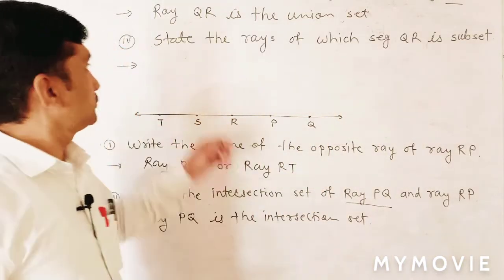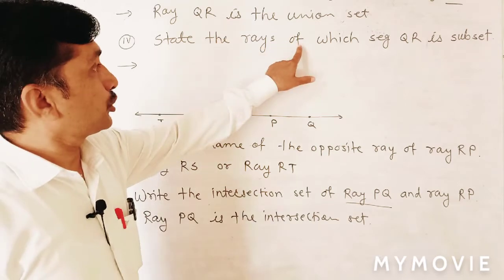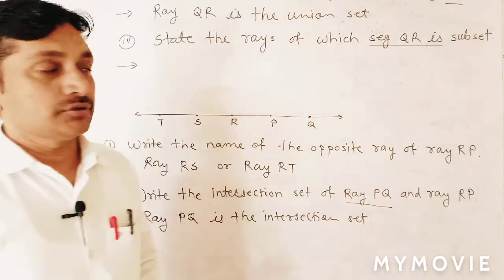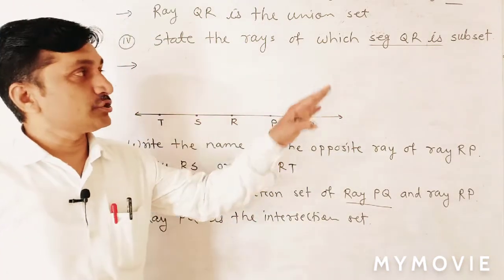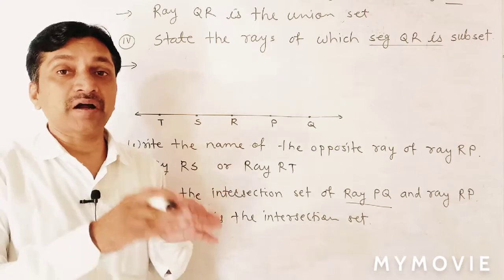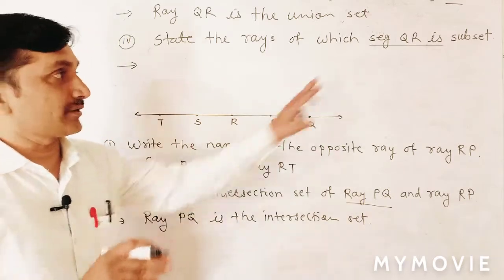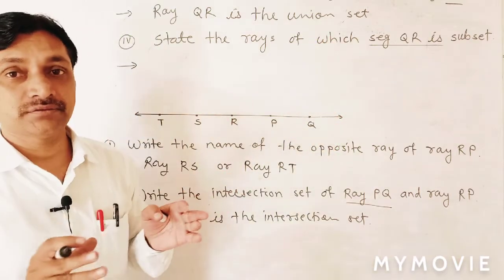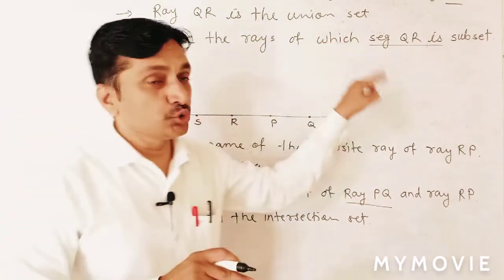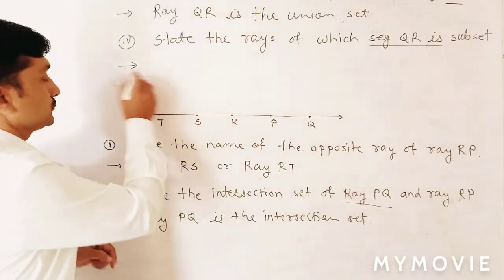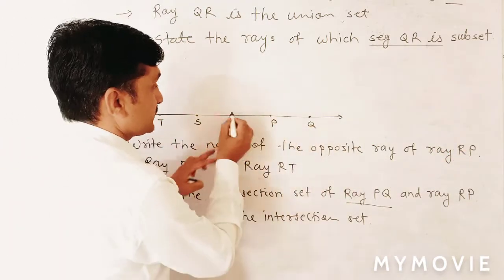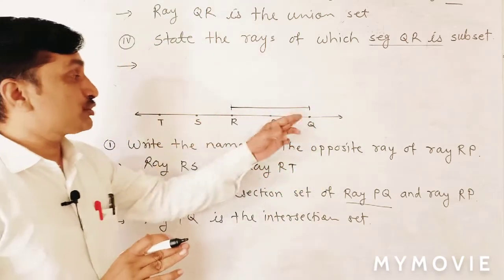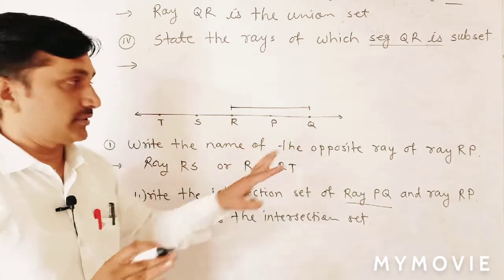Example number 4. State the rays of which seg QR is a subset. We have to write rays of which QR is a subset. Means QR should be a part of that ray. Seg QR, not ray, means both sides. Then which are the rays of which QR is a part? Now one by one. QR is here.